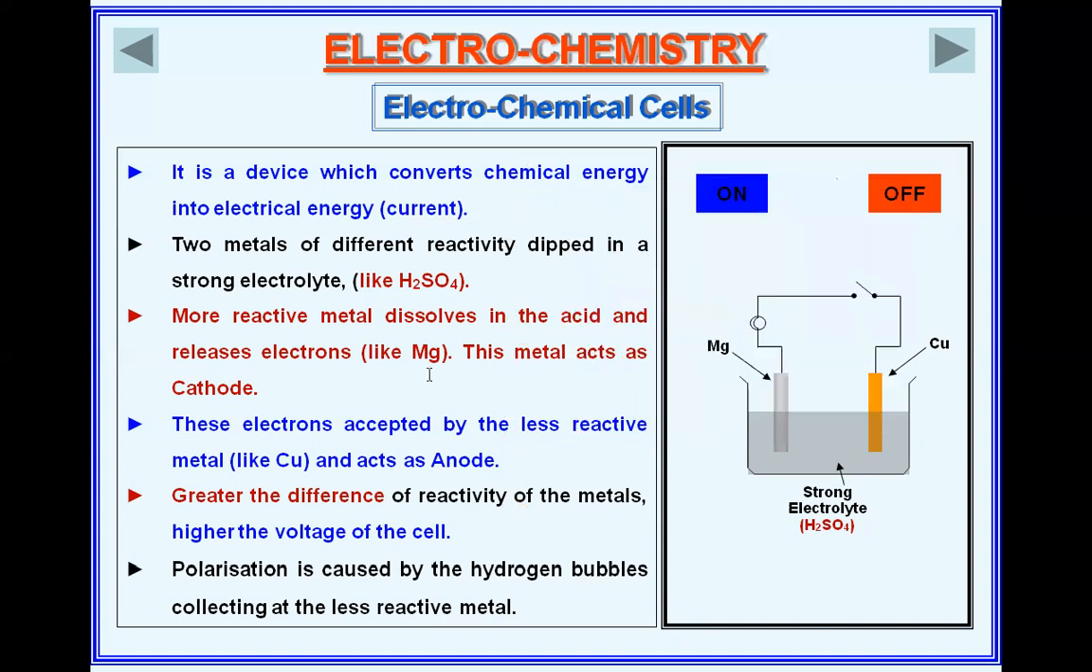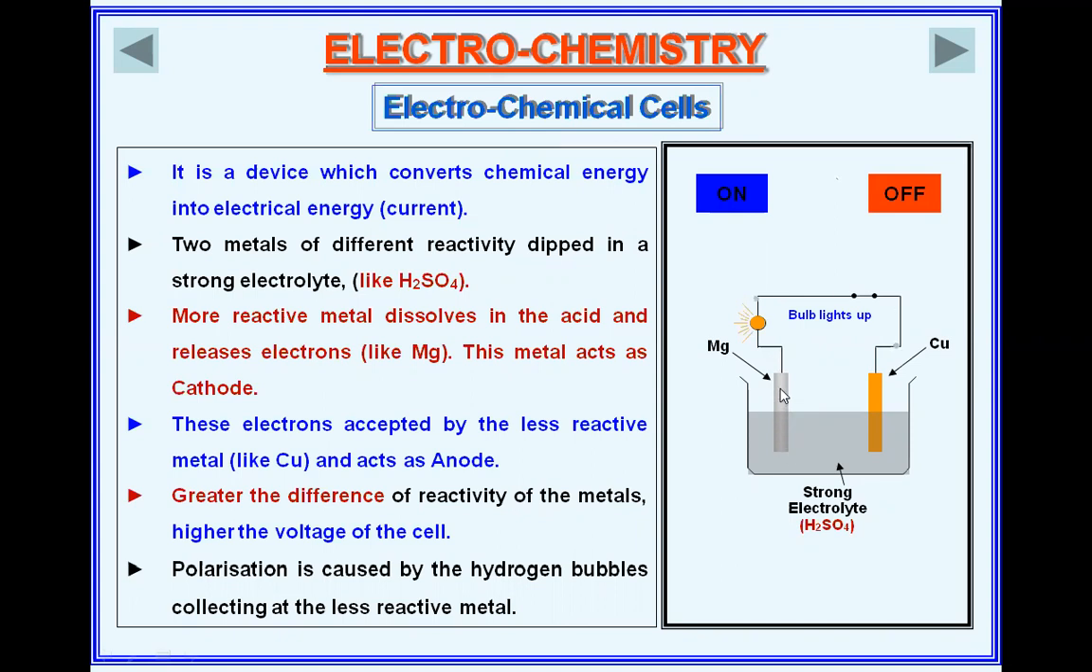Now we need to switch on the circuit. It means when magnesium and copper are both dipped in the solution and connected by a wire along with a bulb or any other device which detects the current, then when the electrical circuit is on, the magnesium metal dissolves in the solution and produces electrons.